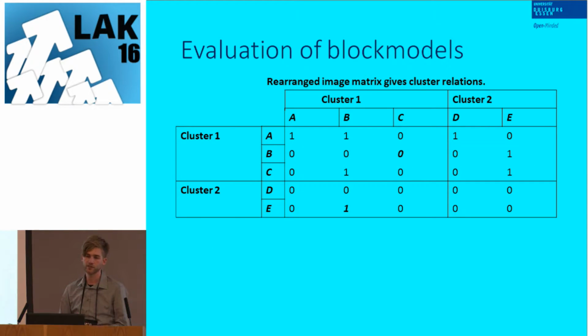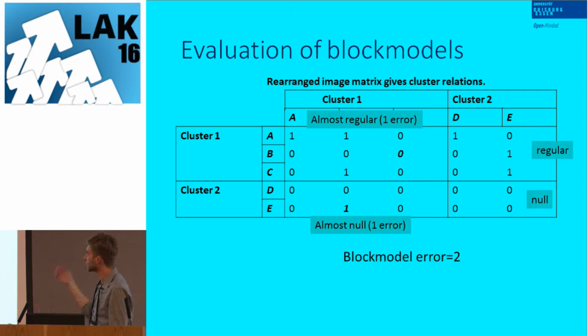How can we evaluate block models? Once we have this clustering, we can rearrange the adjacency matrix of the network according to something called image matrix. So we have cluster 1, A B C, cluster 2, and if a relation between 2 clusters is regular, we have in the corresponding block in each row at least one entry and at least one entry in each column. So it's not the case here.